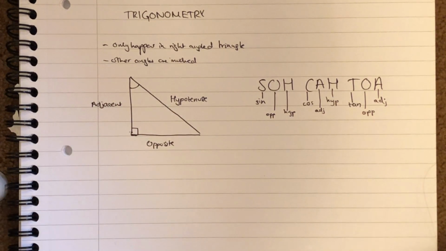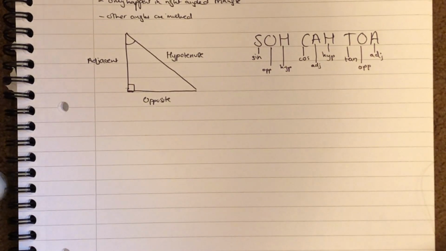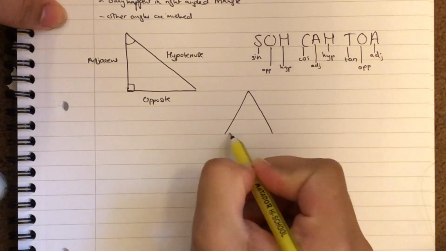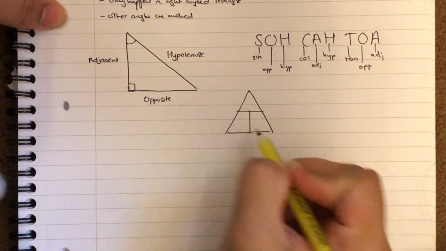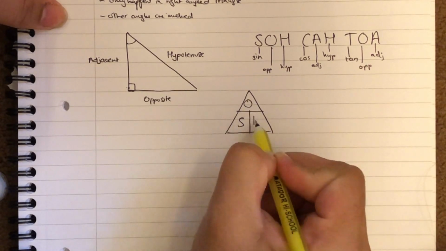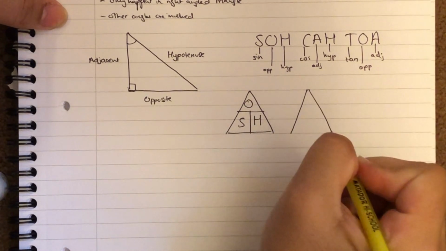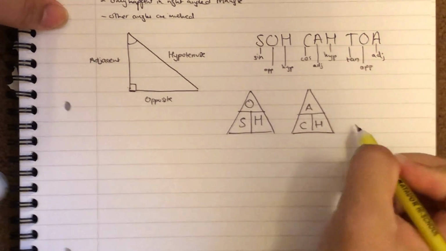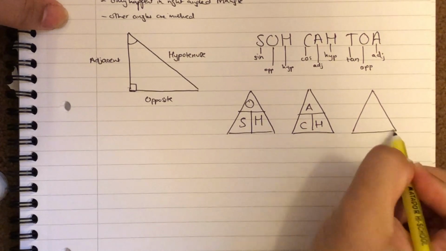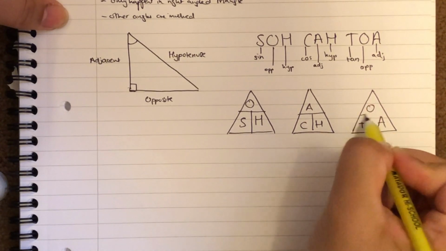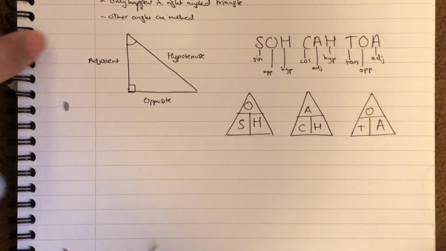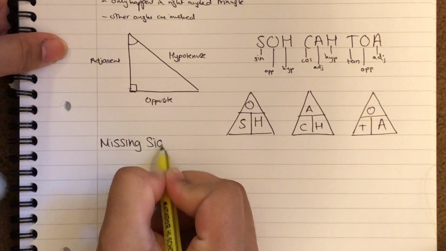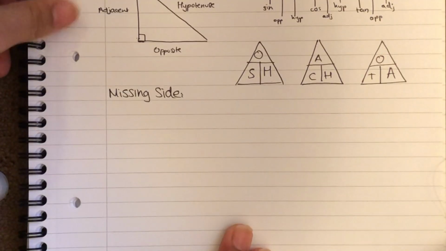Okay, let's move on. Now, what are my formulas? So, I'm going to draw it out like this, so it's easier to remember. I want you to draw out these triangles, SOH, CAH, and TOA. Okay, now if I need to work out a missing side, these are going to be my formulas.